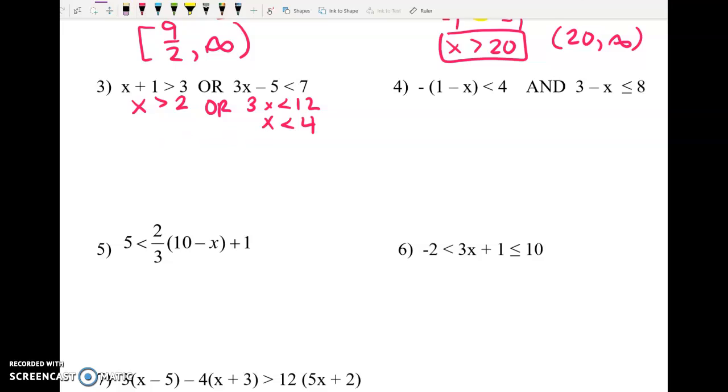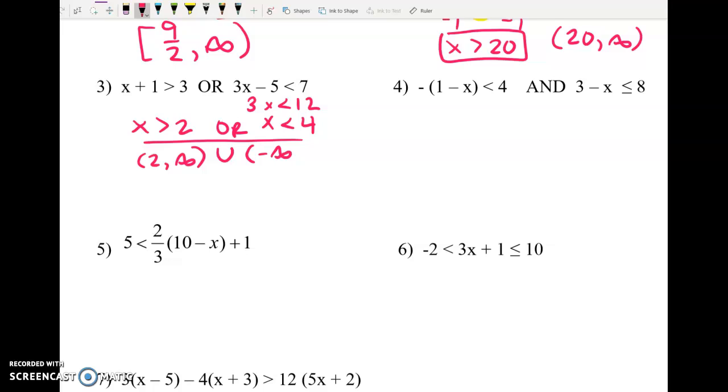I guess I can just circle these for right now, or move this one down. x is greater than 2, or x is less than 4. In interval notation, this would be 2 to infinity union negative infinity to 4. Union means you're taking all of it. This is going to positive infinity, and that one is going to negative infinity. So the union of both of them is all real numbers, negative infinity to positive infinity.